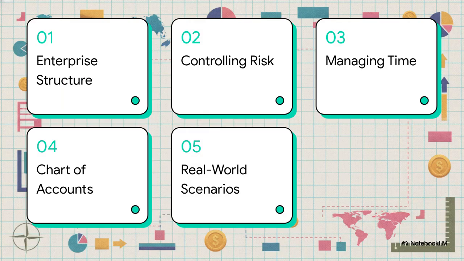So, here is our architectural roadmap for today. We've got enterprise structure basics, controlling risk and operations, managing time and status, chart of accounts mastery, and finally, real-world consultant scenarios. Let's dive right in.